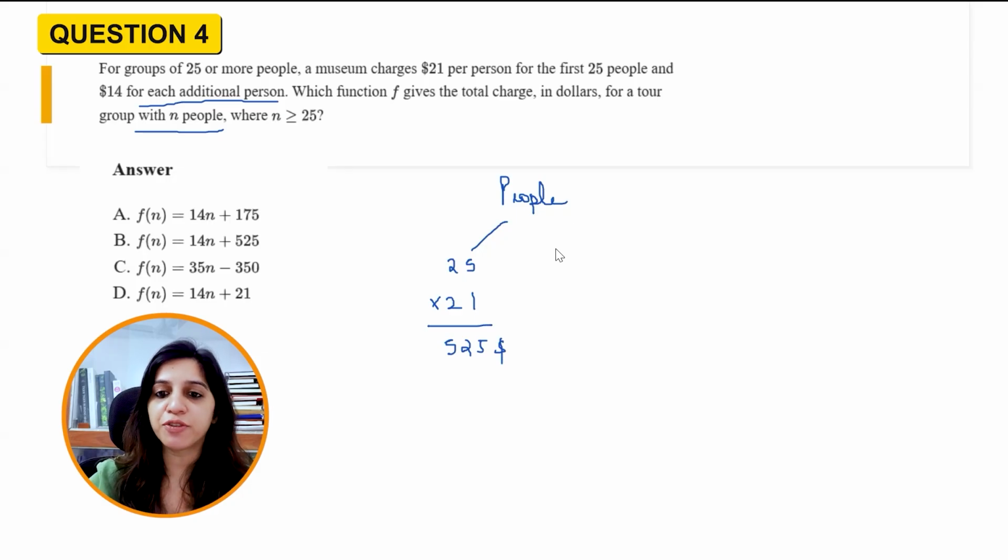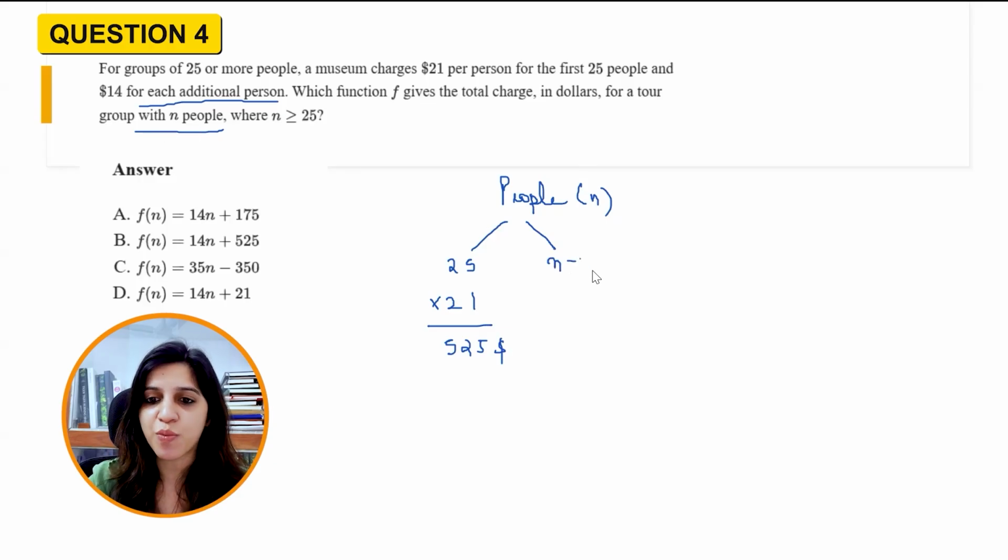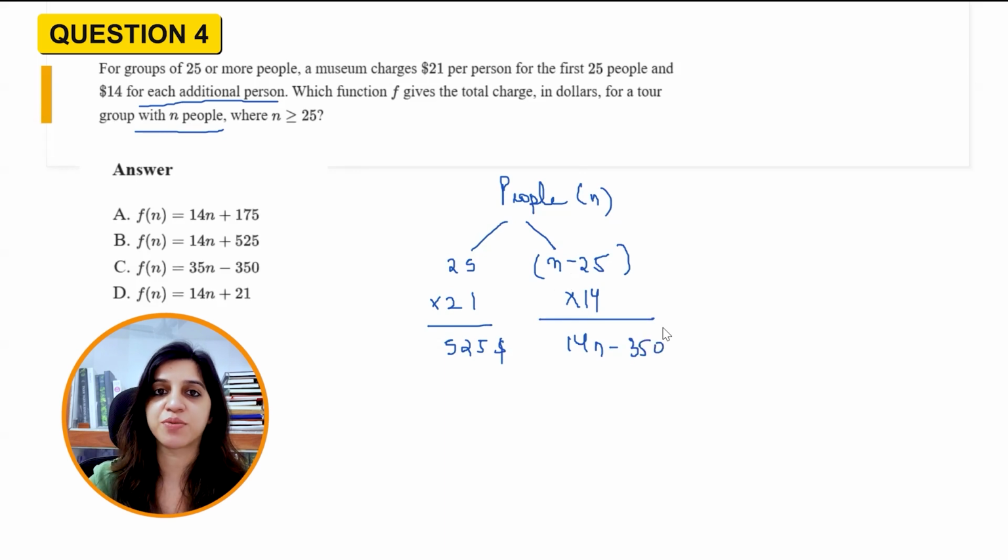So when I've paid for the first 25 people, how many people are now left? If n people went to the museum, the group had n people, how many people are left? n minus 25, for which I need to pay $14 each, which means I need to pay 14n minus $350. This is what I need to pay for the additional people, for the people who are left after the first 25 people. What is the total here? How much am I paying then? 14n, 525 minus 350, that's 175. That's option A. Option A is correct.